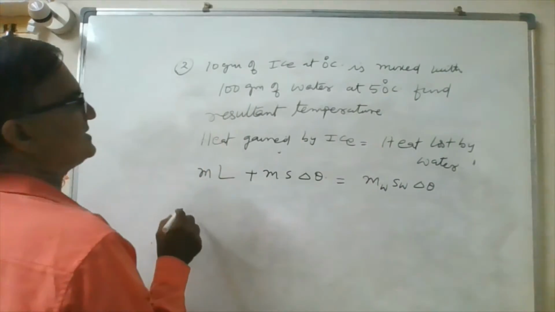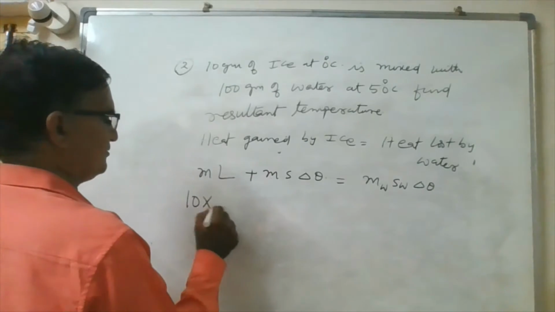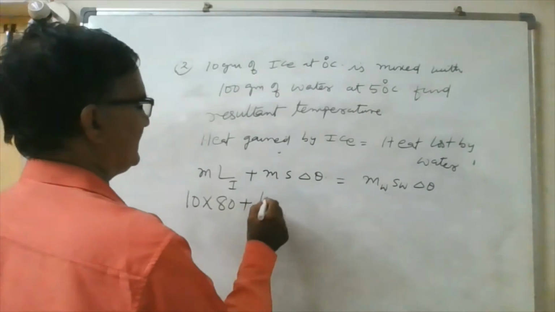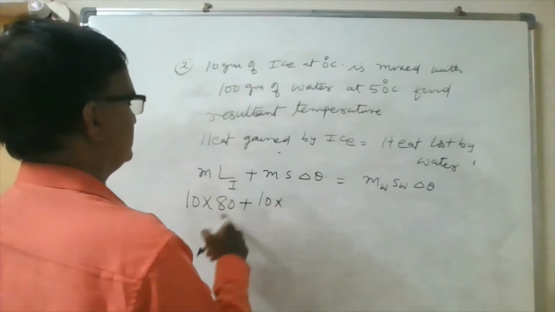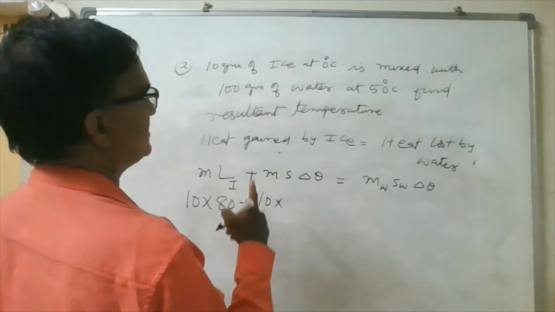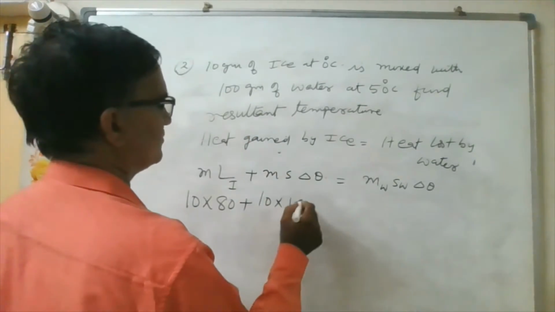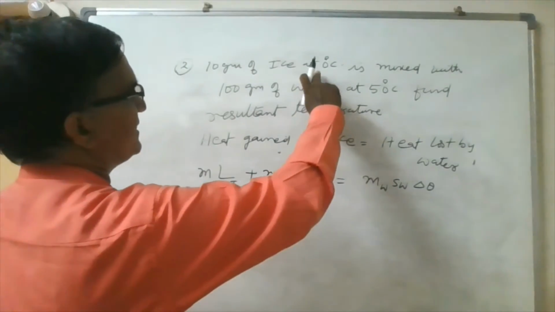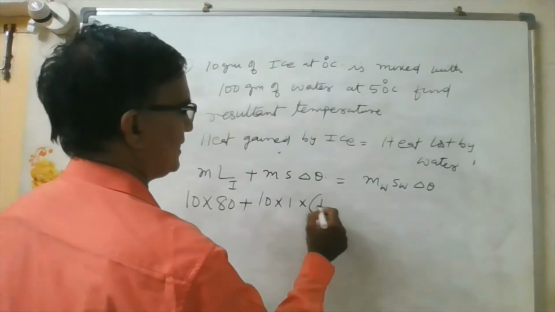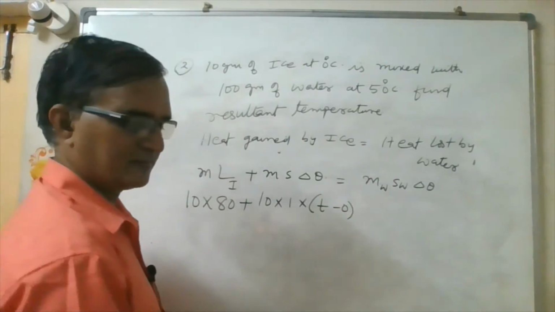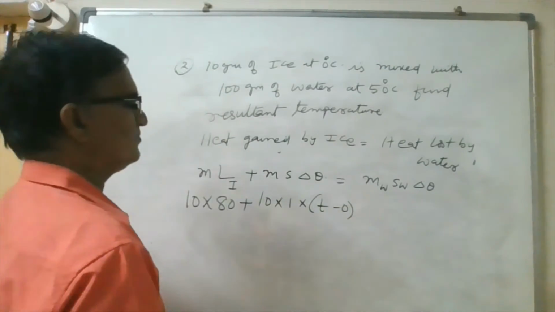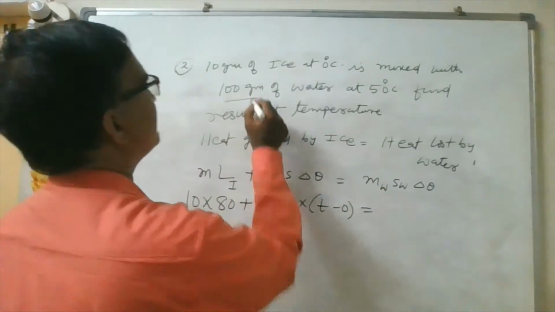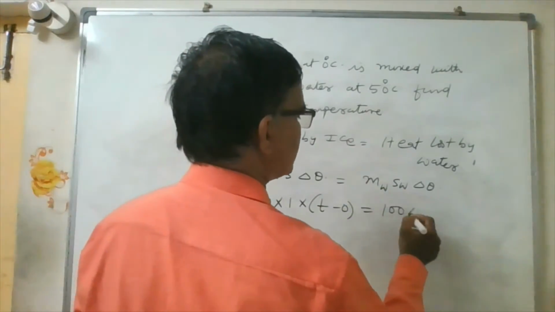Now in case of ice, 10 grams of ice into 80, latent heat of ice. This is again 10 grams, and here specific heat of water is 1. Here temperature what is? It is rising, that is 0 degrees ice will rise to T. So T minus 0 should be written here. T minus 0. Here water how much? 100 grams of water. Specific heat of water 1.